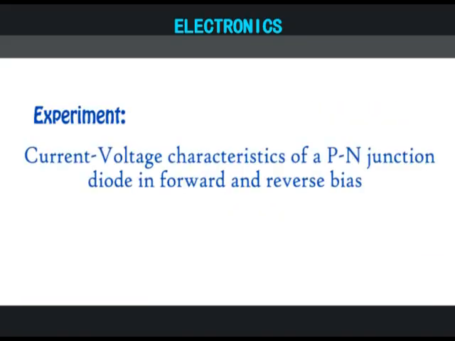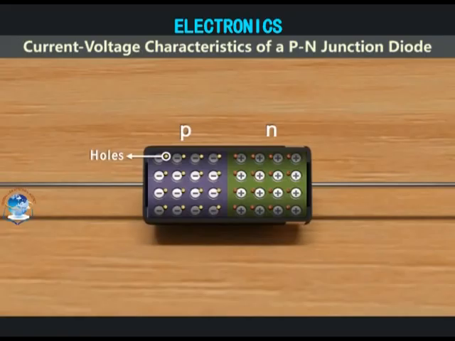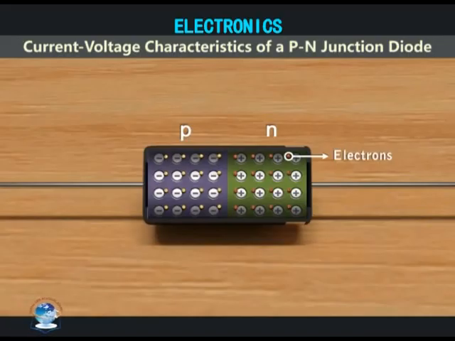We now look at the current-voltage characteristics of a PN junction diode in forward and reverse bias. We have seen that a PN junction diode is formed when a pure semiconductor is partly doped, such that the P side has holes as majority charge carriers and the N side has electrons as the majority charge carriers.